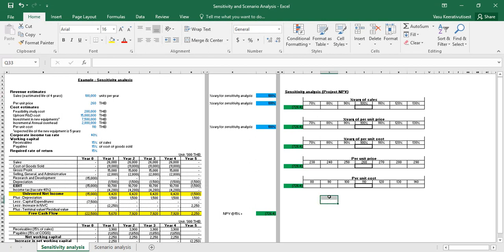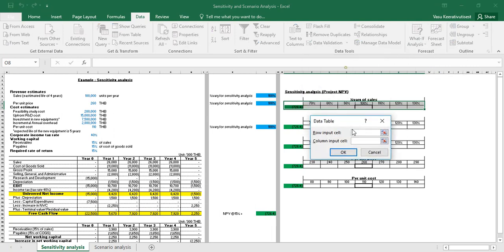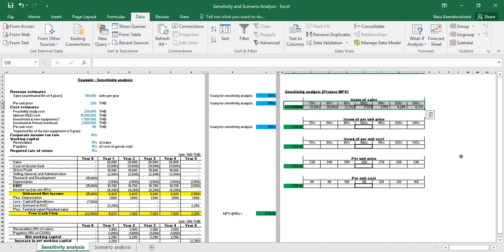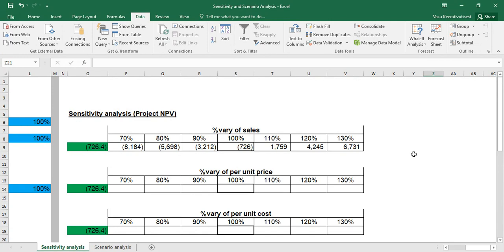In order to conduct a sensitivity analysis by using Excel, let's work on this together. First of all, you select this area, and you go to Data, What-If Analysis, Data Table. Right now we want to vary percent of sales, so you input it here in the row input, you click on this cell, and then you click OK. Right now have a look here. We have finished our sensitivity analysis, so we can say that if we can sell 10% more than planned, the project will give you a positive NPV.